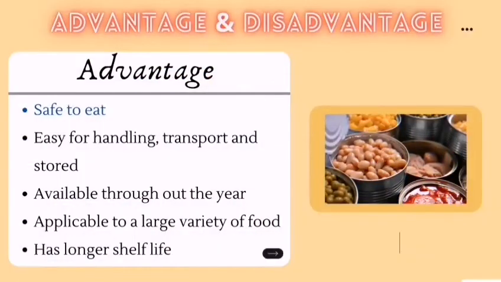The last part is about the advantages and disadvantages of canned food. As for the advantages, the first one is canned food is safe to eat. The second, canned food is easy for handling, transportation and storage. The third one is canned food is available throughout the year. The fourth one is canned food is applicable to a large variety of food. And the last advantage of canned food is canned food has a longer shelf life.